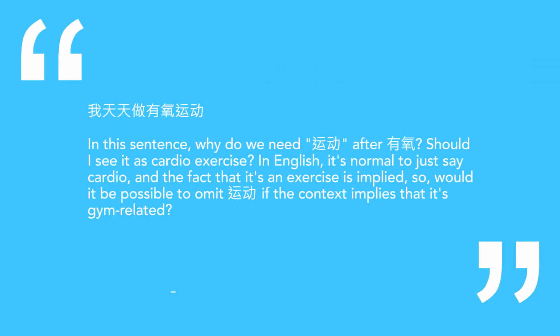Next, we have Julie Lund on 天 in context. She is asking about this sentence: 我天天做有氧运动. 有氧运动 is cardiovascular exercise. She says, in this sentence, why do we need 运动 after 有氧? Should I see it as cardio exercise? In English, it's normal to just say cardio, and the fact that it's an exercise is implied. So would it be possible to omit 运动 if the context implies that it's gym related?